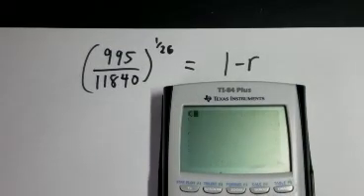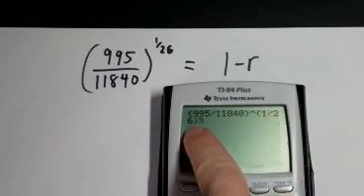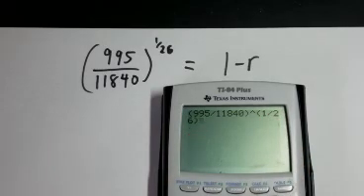Parentheses 995 divided by 11,840, raised to the 1 over 26 power. Now, again, I've said it since September, parentheses will save your life. You need to put that fraction in its own little set of parentheses. Otherwise, this thing will screw up. Now you get a number here. These numbers don't mean anything to you just yet, but this number is equal to 1 minus r.